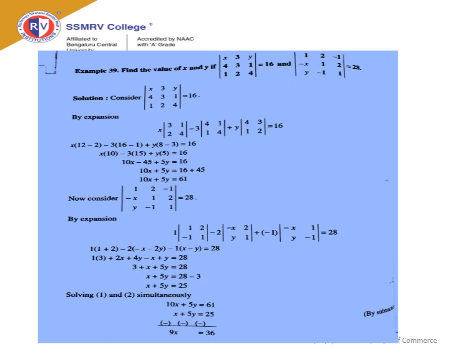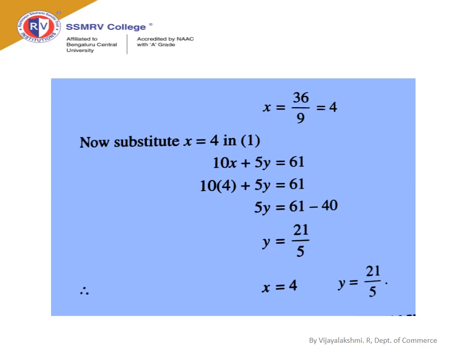Finally, with the simplification, we are going to get the second equation as x plus 5y is equal to 25. Solving 1 and 2 simultaneously, we are going to get 9x is equal to 36. In the next step, x is equal to 36 divided by 9, which is equal to 4. Now, x value is 4, which can be substituted in equation 1, 10x plus 5y is equal to 61.